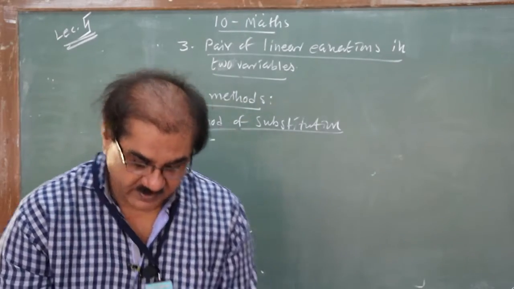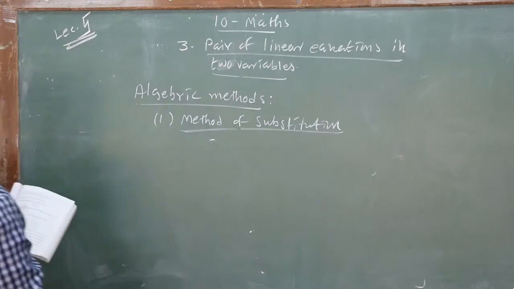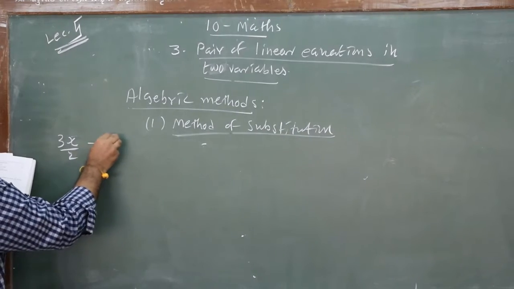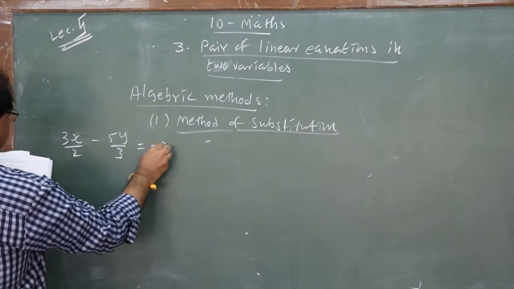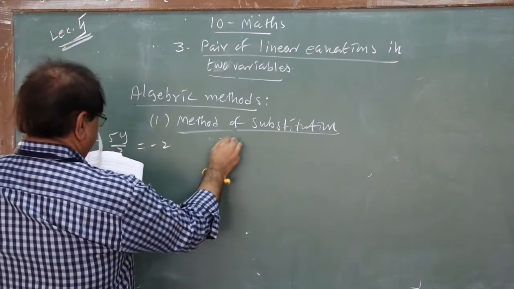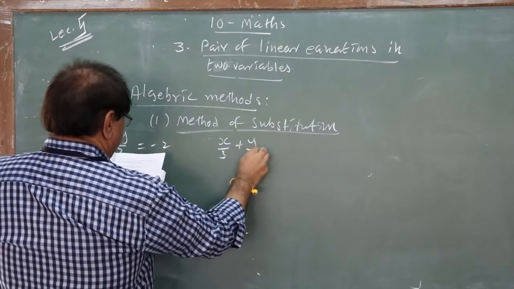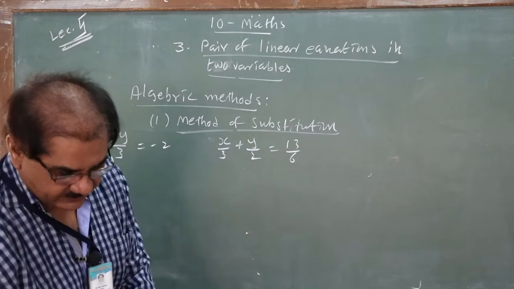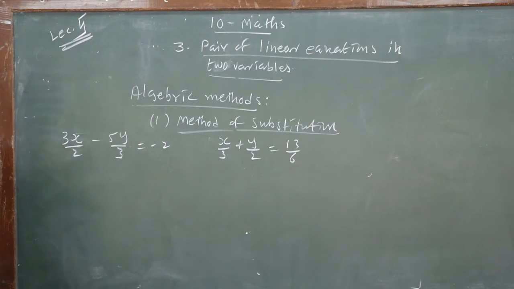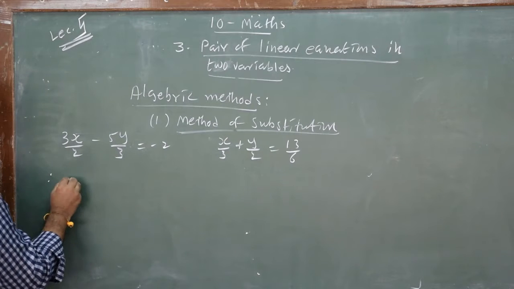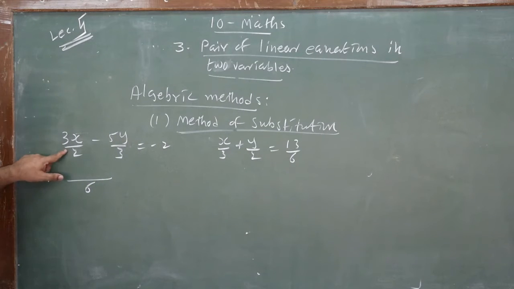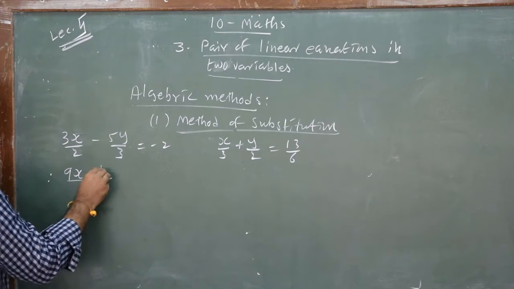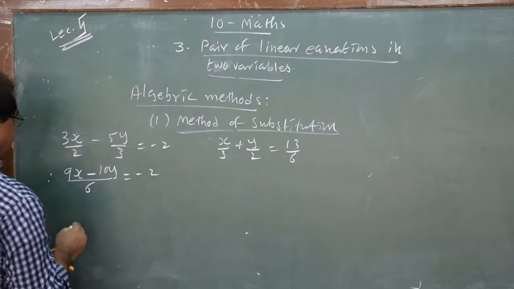We take question number 1, sixth one. 3x upon 2 minus 5y upon 3 is equal to minus 2. x upon 3 plus y upon 2 is equal to 13 upon 6. So these are the paired equations. We simplify them somewhat. Here the LCM is 6. 2 3s are 6. So 3 3s are 9x minus 3 2s are 6, so 5 2s are 10y is equal to minus 2.